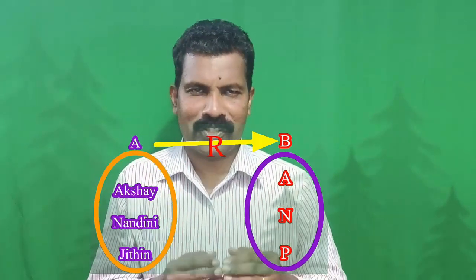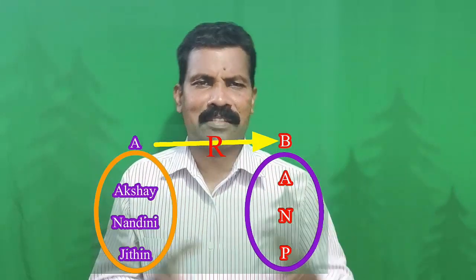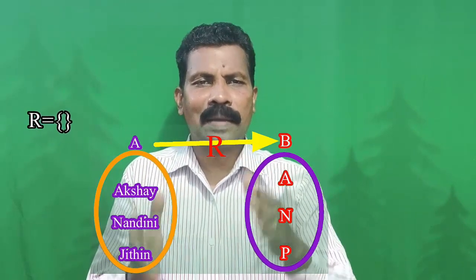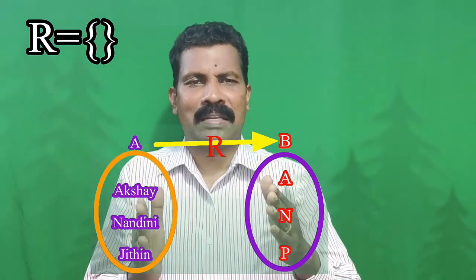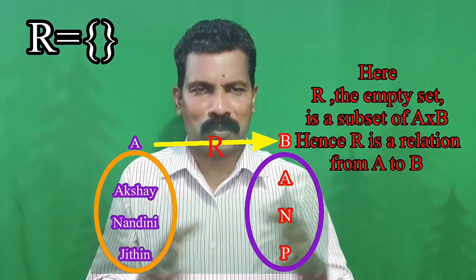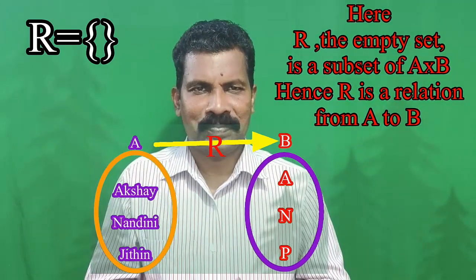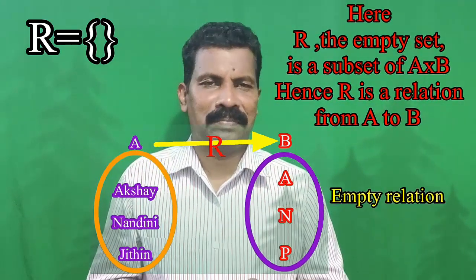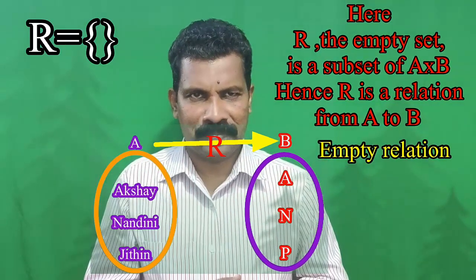And we know that empty set is subset of any set. And here capital R is empty set. So capital R is a subset of A cross B. So it has been a relation. And this relation is called empty relation.